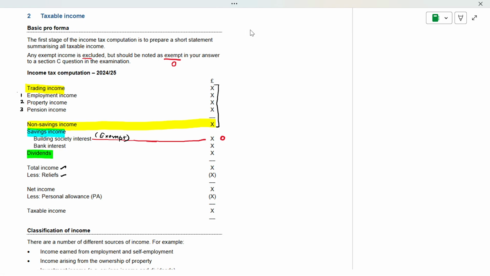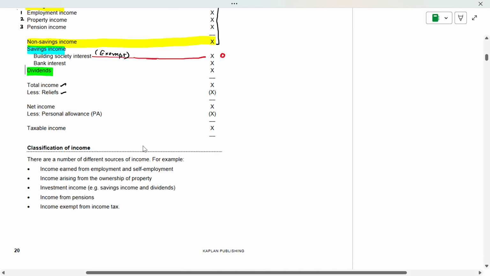Okay, next. Then you will have total income, reliefs, net income, and personal allowance. For the higher income groups, personal allowance will be zero. Is that high income? There are rules, very specific rules. There are no assumptions and no confusions.